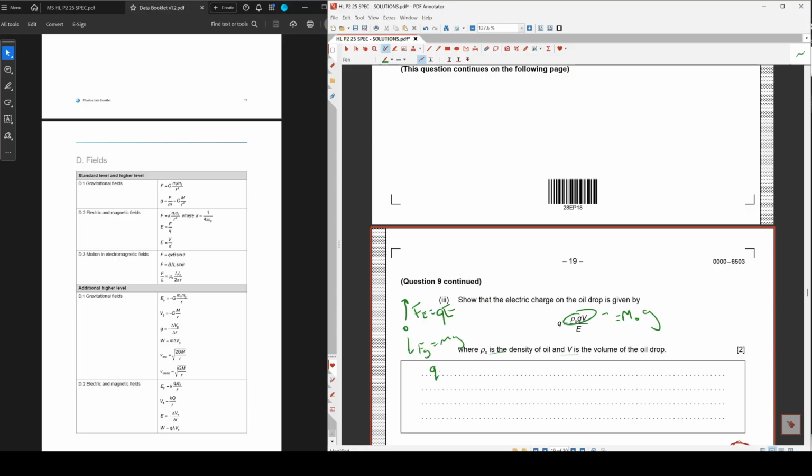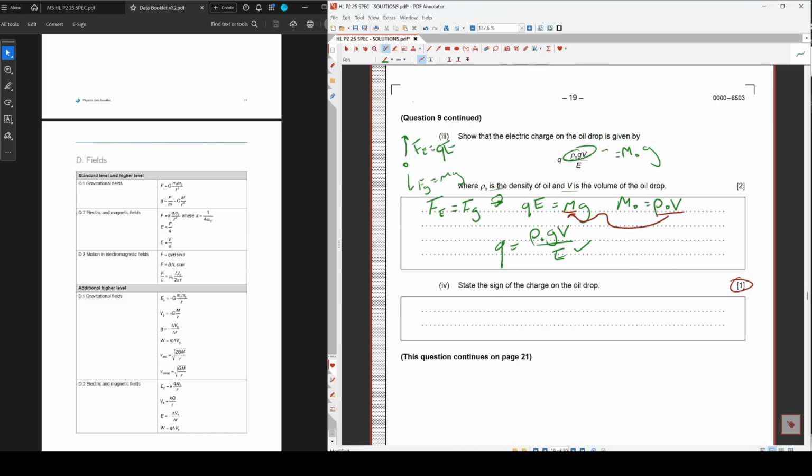So I could start by saying the electric force is equal in magnitude to the force due to gravity. So Q times E equals M times G. The mass of the oil drop, I see what they're doing here now, is the density of the oil times the volume. I'm going to have to put that in here and then solve for Q. This would be enough to show the answer. It's just algebra steps. So Q is rho of oil times G times V over E. I showed it.